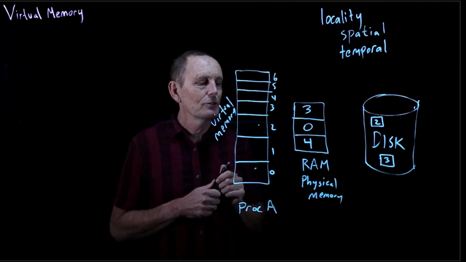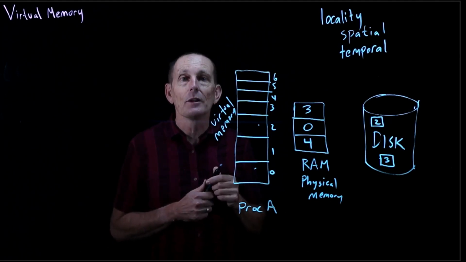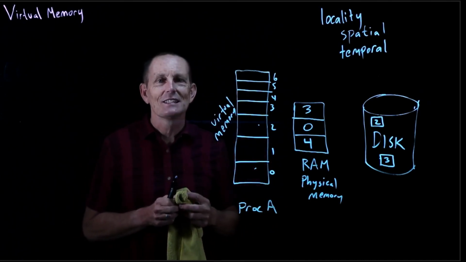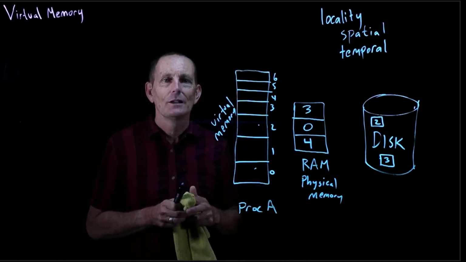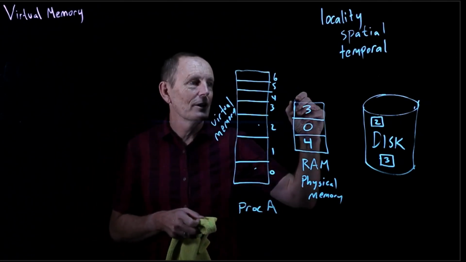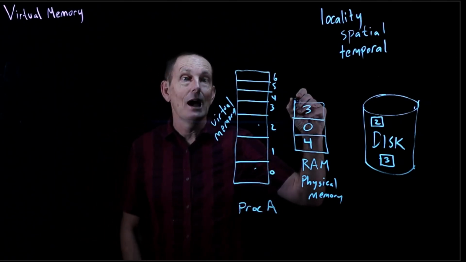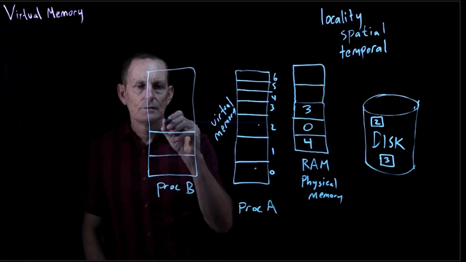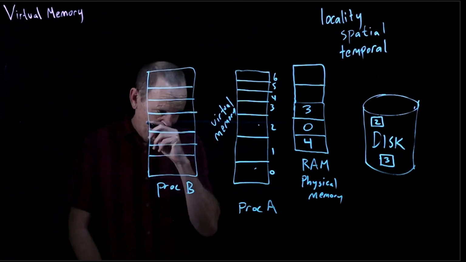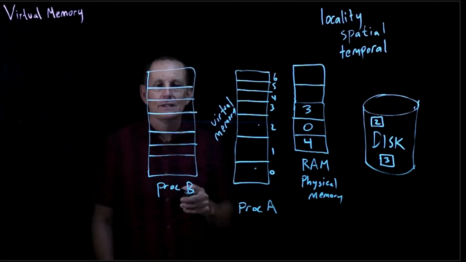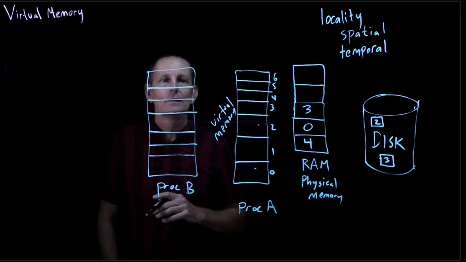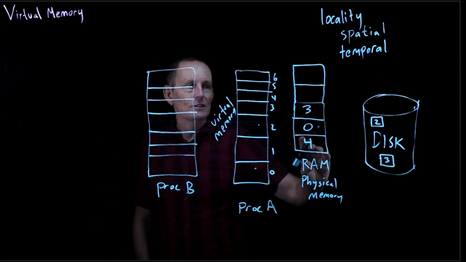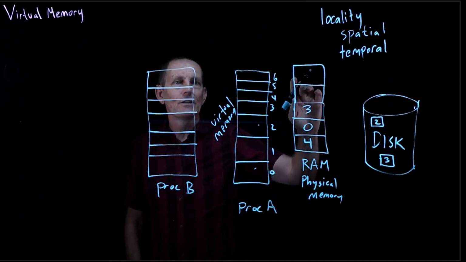So when we're dealing with virtual memory, now let's throw in another process. And let's extend our physical RAM as well. So instead of 3 pages of physical RAM, we'll have 5. Process B also has an address space of 7 pages. Let's say this is the contents of physical RAM right now. We have 3 pages that are in use, and we have 2 free pages.